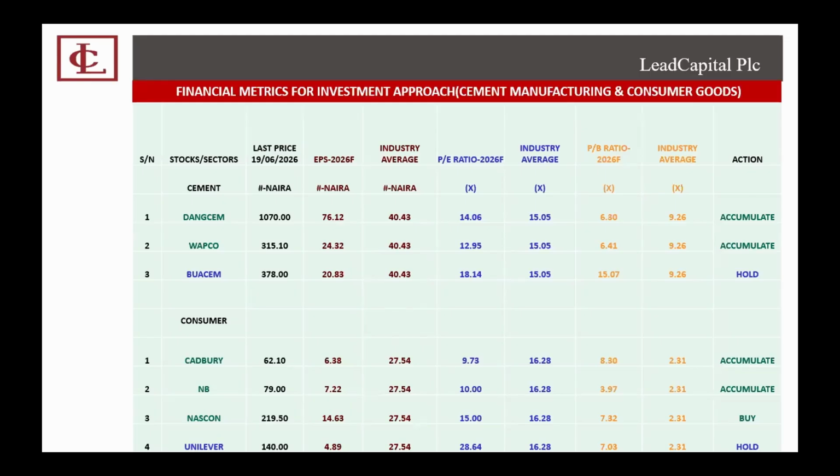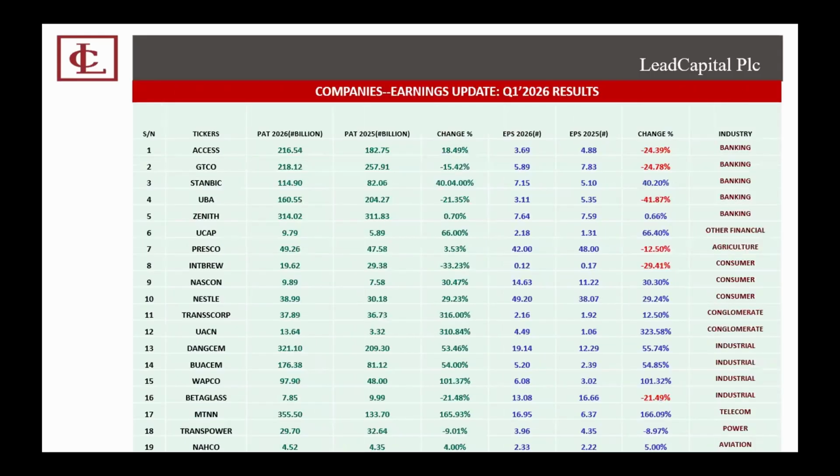Unilever appears expensive relative to its peers, with a PE ratio of 28.64 times, considerably above the industry average of 16.28 times, suggesting investors are paying a premium for expected future growth. For Unilever, much of the expected growth may already be reflected in the share price. The key takeaway from this analysis is that valuation matters.